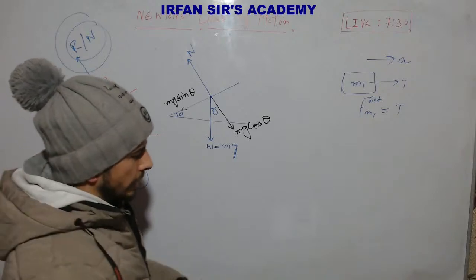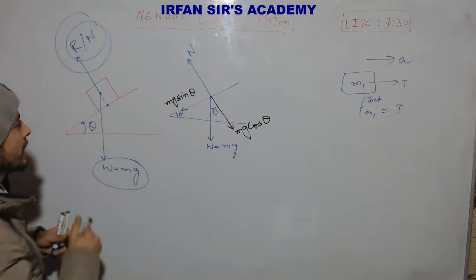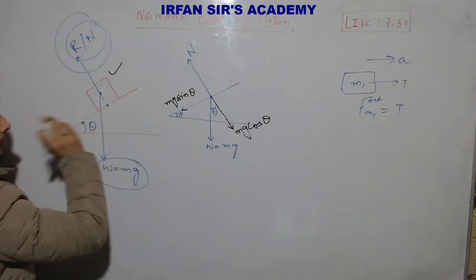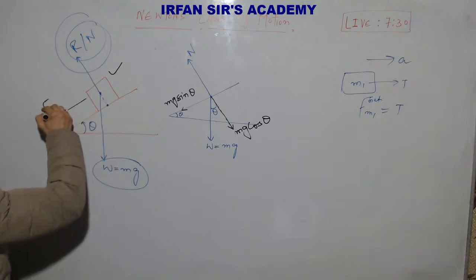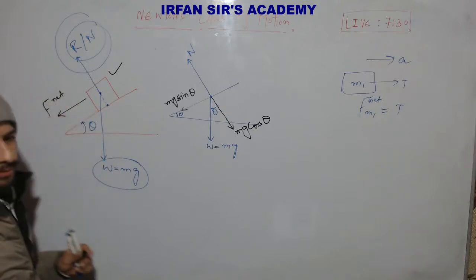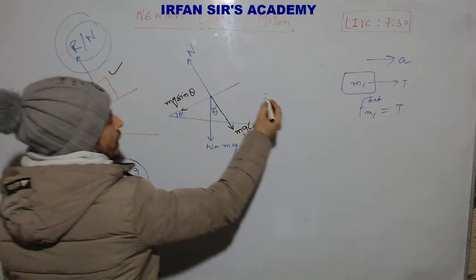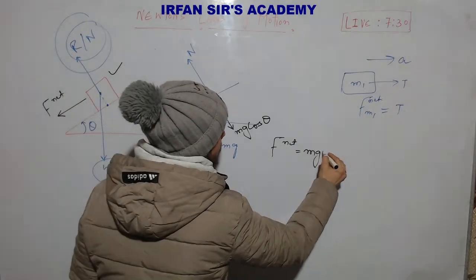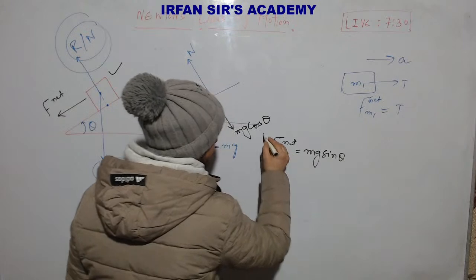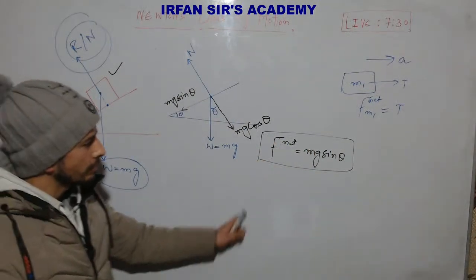Mg sine of theta. Tell me where this block will go. Sir, if this is a smooth surface, this block will go in this direction. Net force comes into play in this direction. How much is that net force? That net force is equal to mg sine theta. F net is equal to mg sine of theta.